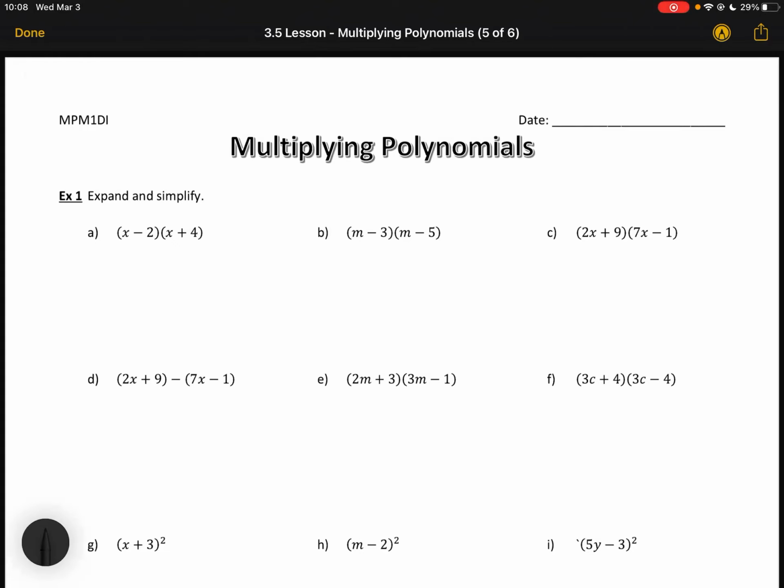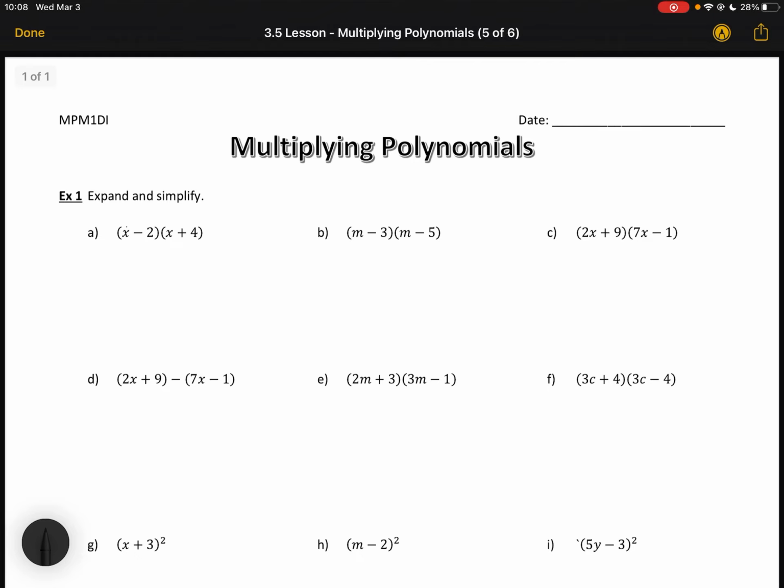So far, we've just looked at multiplying a number by a binomial, a number by a trinomial, or a number by a polynomial. Now what we're going to look at is multiplying two binomials together, and then multiplying binomials and polynomials. The rule is that everything in one bracket needs to get multiplied by everything in the second bracket.